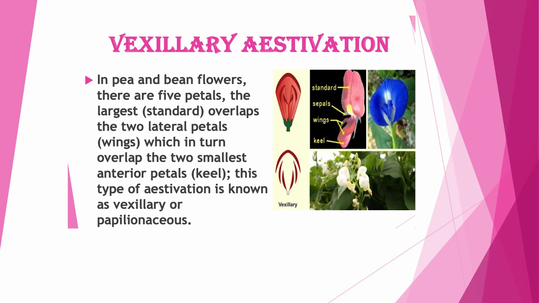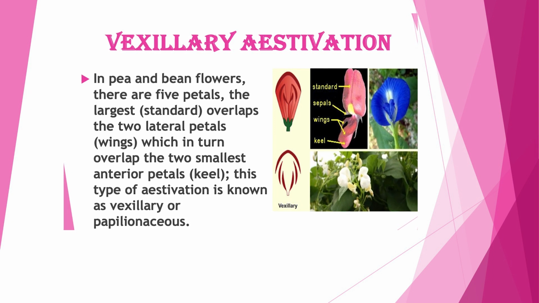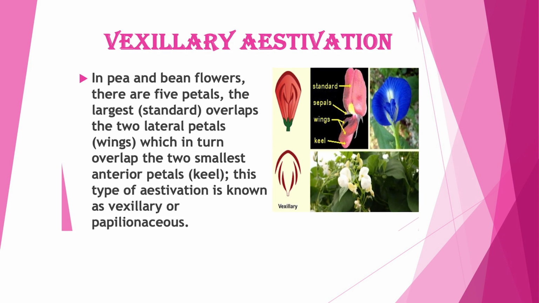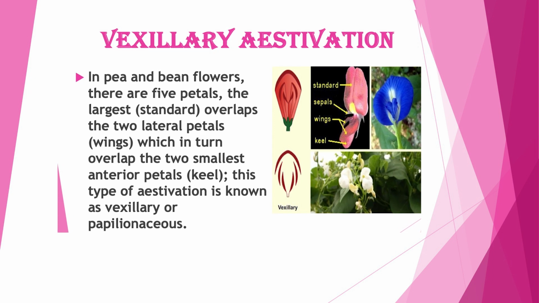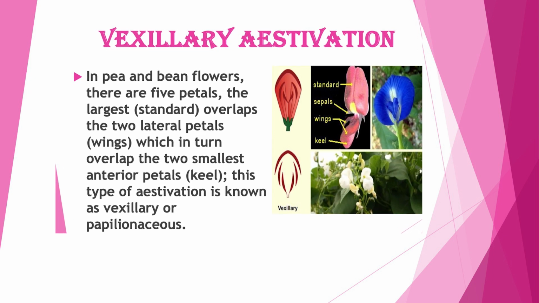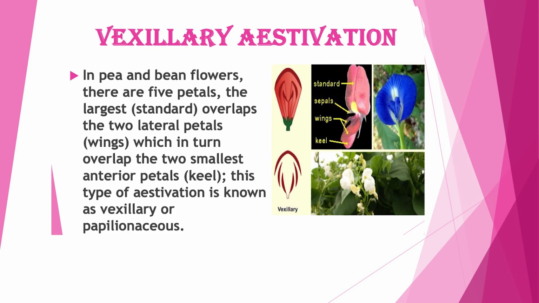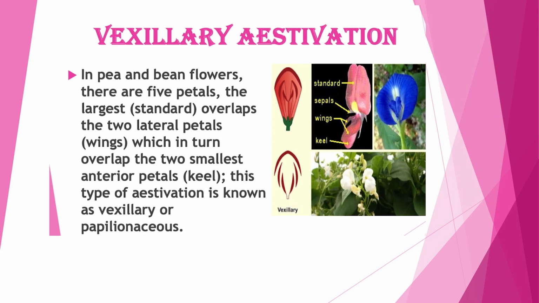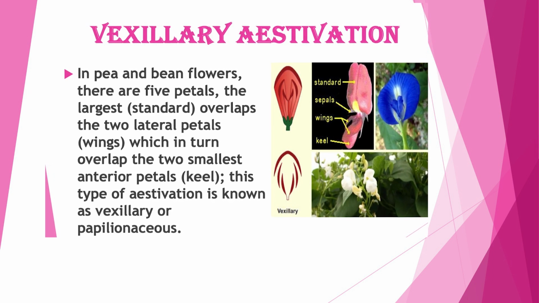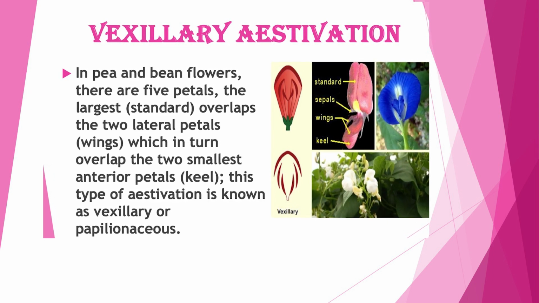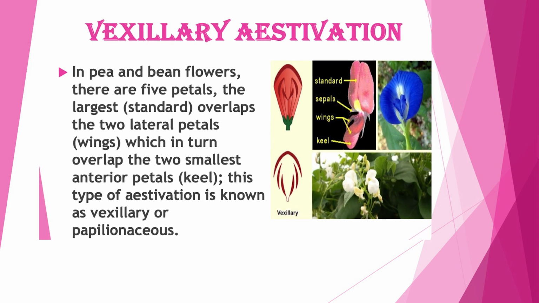And finally, vexillary estivation. In pea and bean flowers, there are 5 petals. The largest, called standard, overlaps the 2 little petals, which are called wings, which in turn overlap 2 smallest anterior petals, called keel. This type of estivation is known as vexillary or even papilionaceous because it is observed in family Papilionaceae.